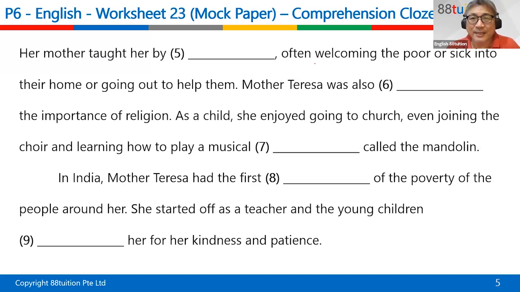So the word kind, right? In the context, often welcoming the poor and sick into their home. So these are acts of kindness. So that's why number 4 would be kind. Either kind or charitable, right? Charitable is also another word for kind.